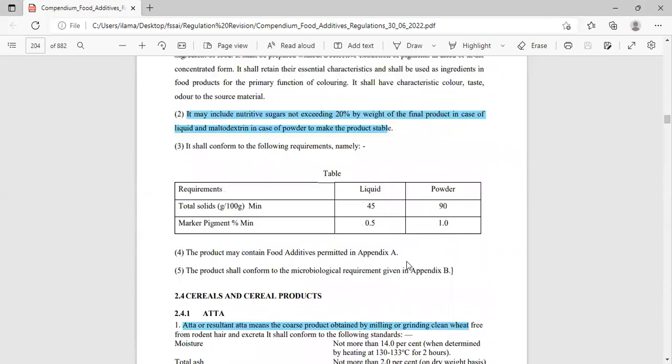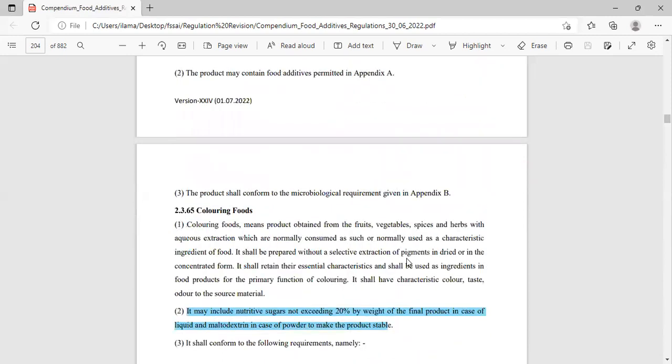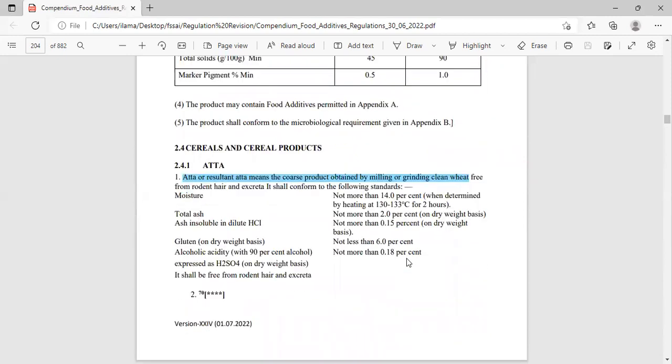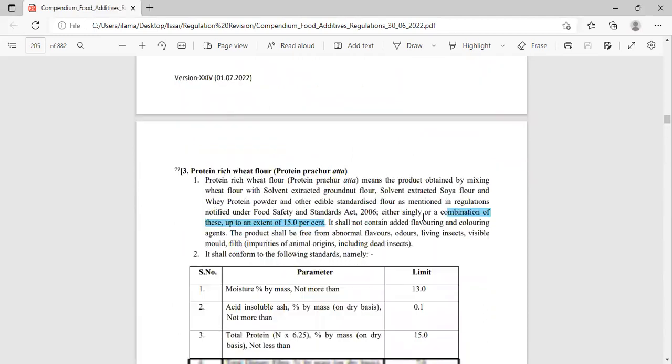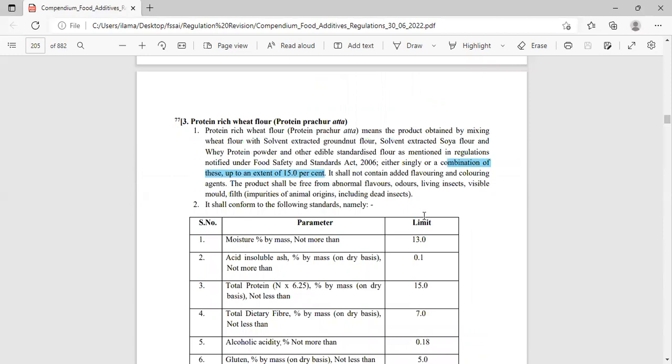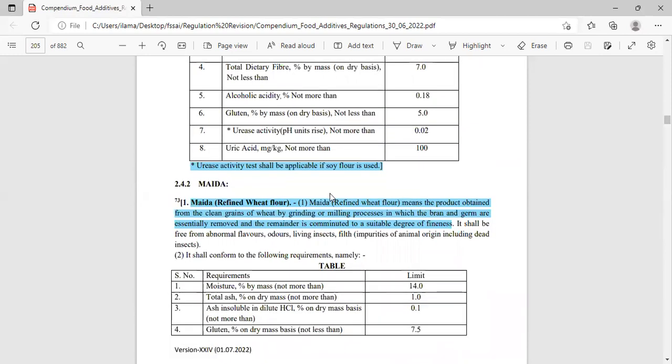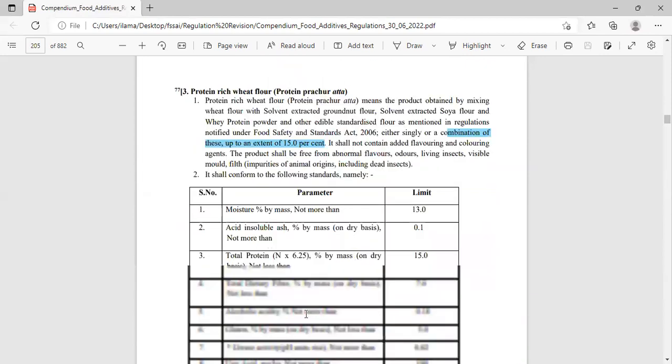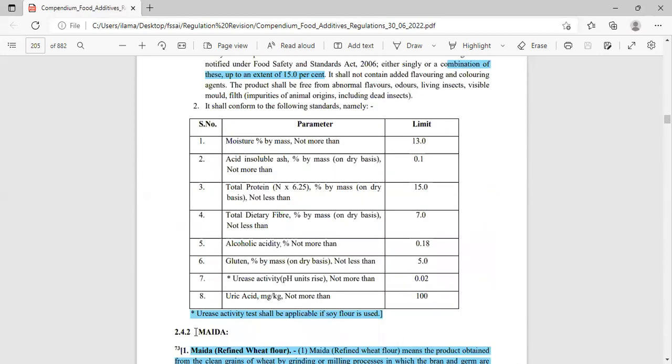Next in atta, I'll just go through what is its moisture content. Here the moisture content is up to 14% allowed. Just go through what is the approved level of moisture content. And if soybeans are present, soy flour is used, then we will measure urease activity. So for most of the soy products, we will measure urease activity.